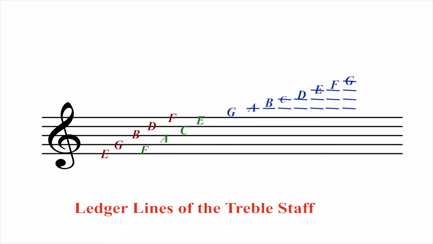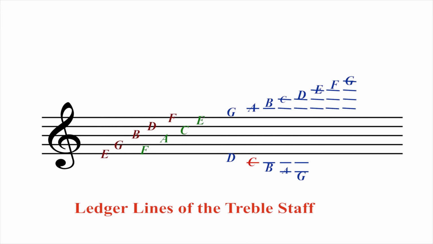Going back down to the ledger lines below the staff, E is the name of the first line of the staff. Therefore, the first space below the staff will be D. The first ledger line will therefore be C, because I'm counting down now, not up. The first space below the first ledger line will be B. The second ledger line is A. The space below the second ledger line is G.